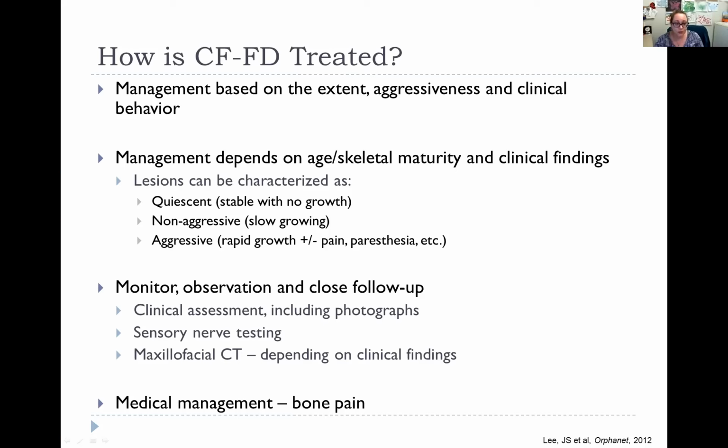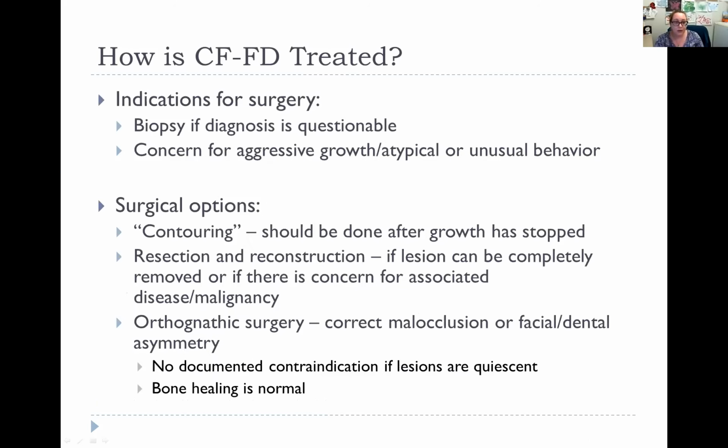Monitoring, observation, and close follow-up are probably the mainstays of treatment, and these can be followed using a good clinical exam, photographs, sensory nerve testing, CT scans, as we mentioned, and doing audiograms and eye evaluations on a regular basis. Medical management, of course, in the form of bone pain medication, if need be. So what are the real indications for surgery?